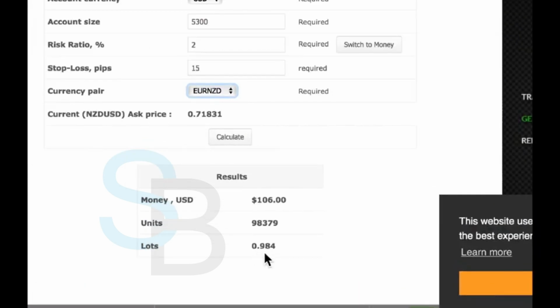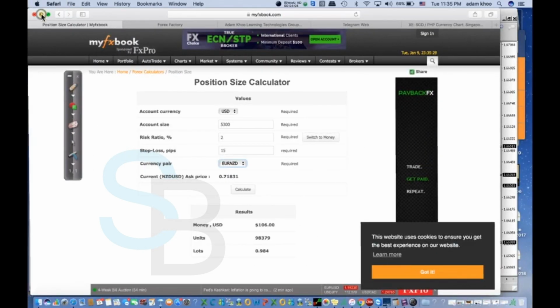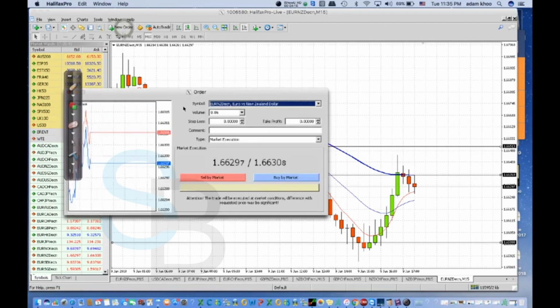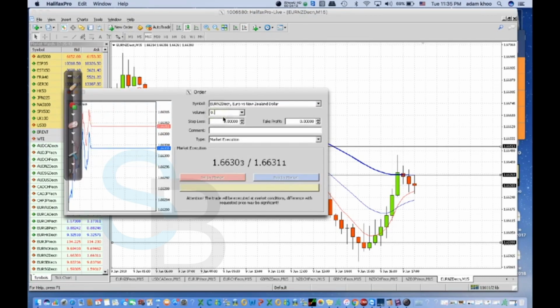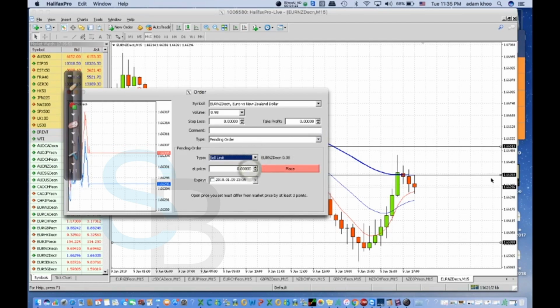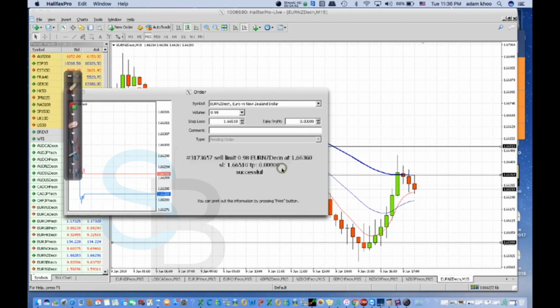So I'm going to trade 0.98 lots on this one. I'm going to click new order, 0.98 lots. Again, hoping it's going to come up and fill my order. I'm going to do a pending order, sell limit. I'm going to sell it at 1.6636. Stop loss 6651. I'm just going to place the order first, and then I'll place my profit target. There we go.